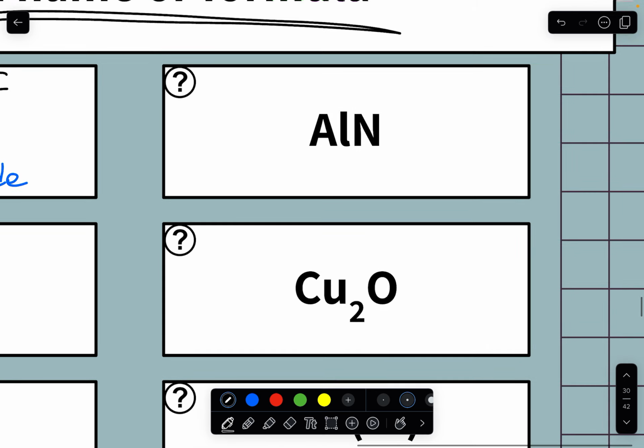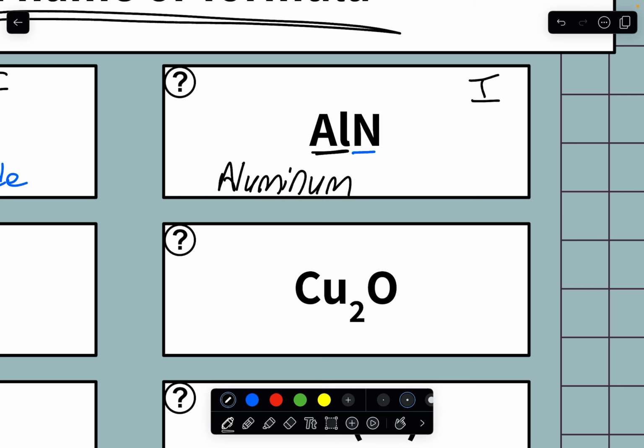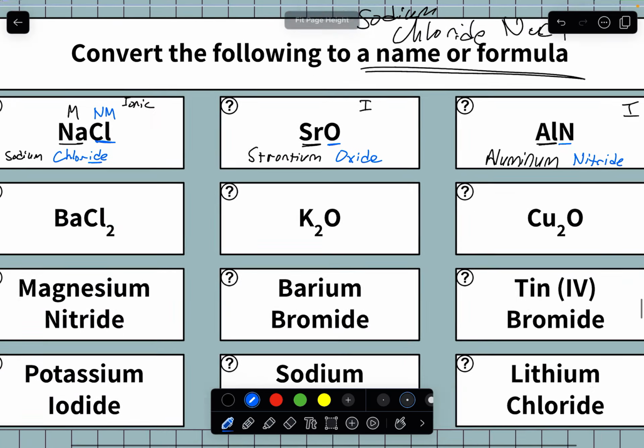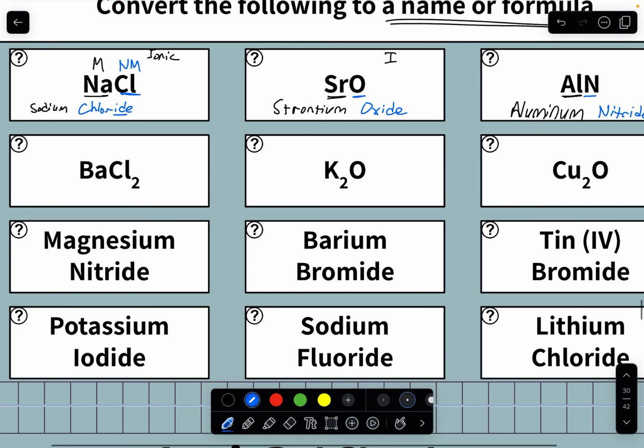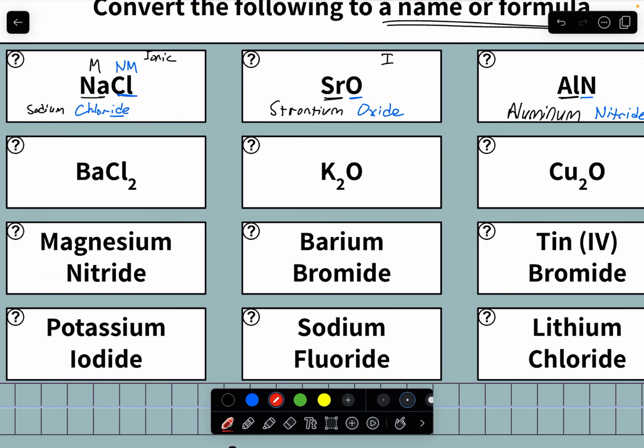For AlN, we have aluminum. That's going to be on the left side of the jagged line. N is nitrogen. That's on the right side. This is ionic once again. So the name of the metal is aluminum. The non-metal with the IDE ending, IDE ending is nitride. Not nitrogen, nitride. Okay. I'm going to leave this second row for you to do.